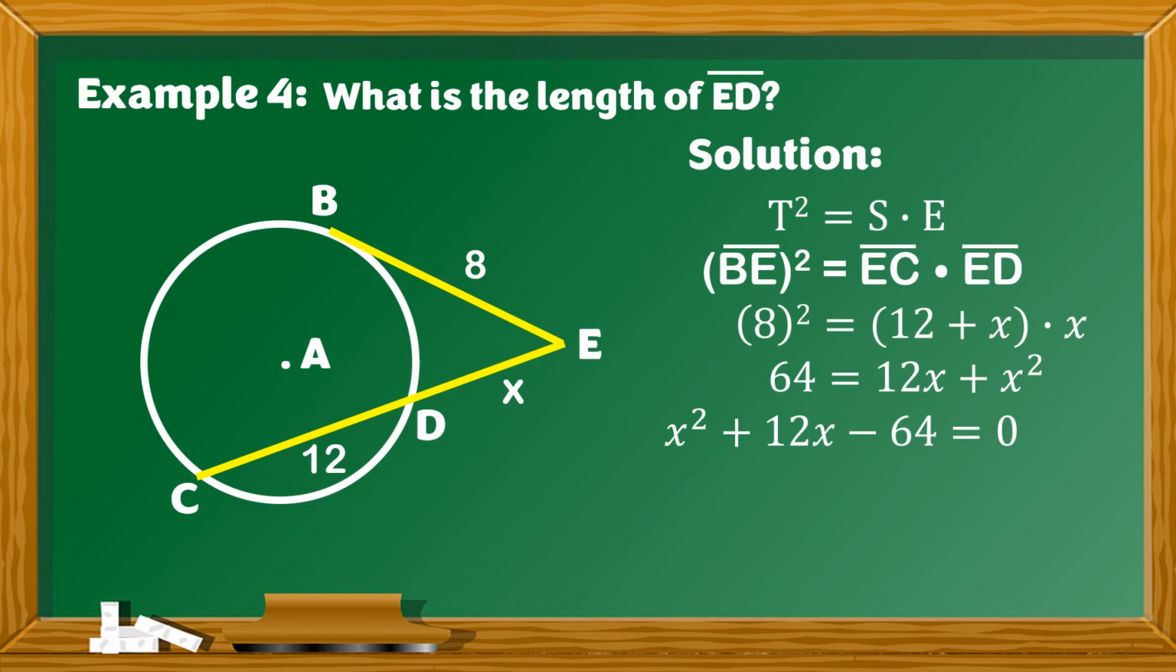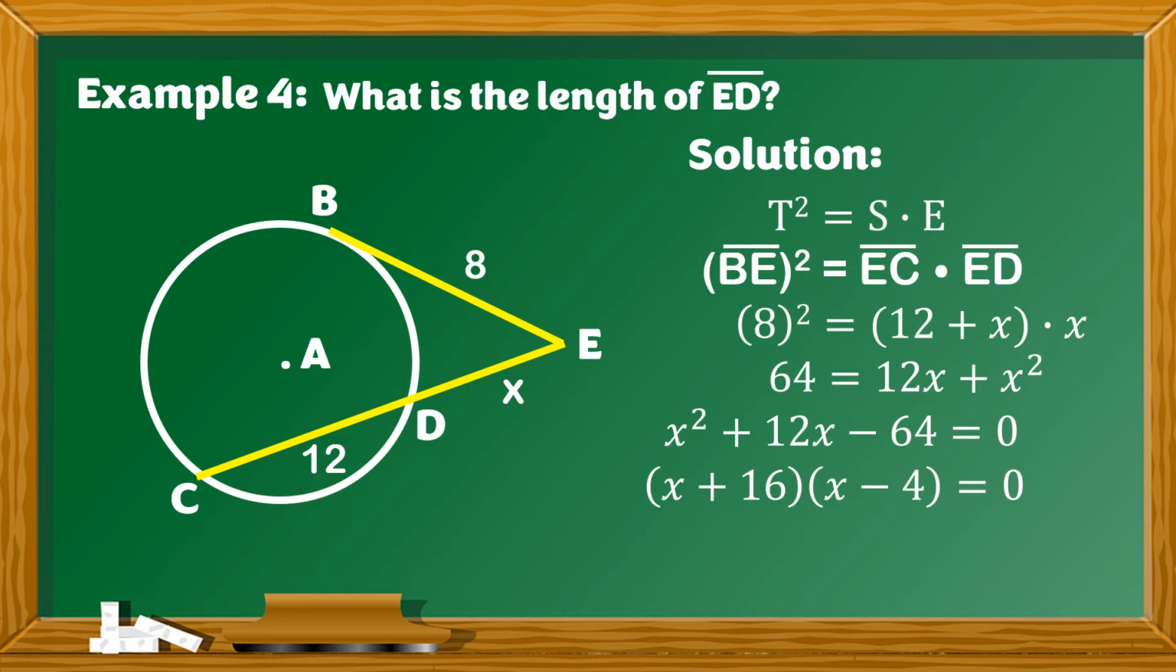And we're going to determine the factors of x squared plus 12x minus 64. And the factors are x plus 16 and x minus 4. So x squared plus 12x minus 64 equals 0 is the same as the quantity of x plus 16 times the quantity of x minus 4 is equal to 0.